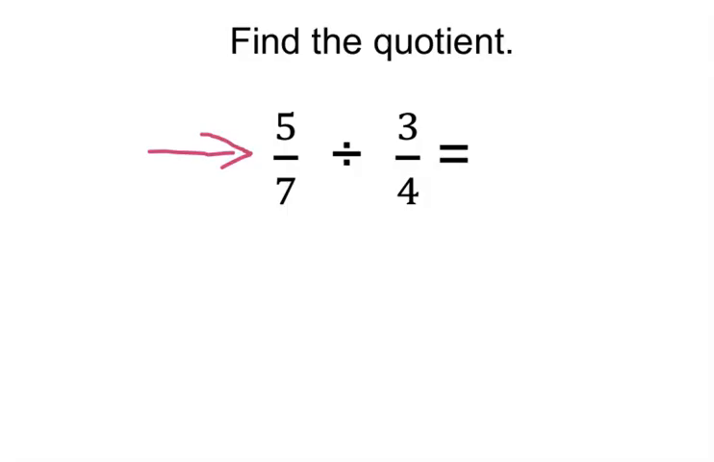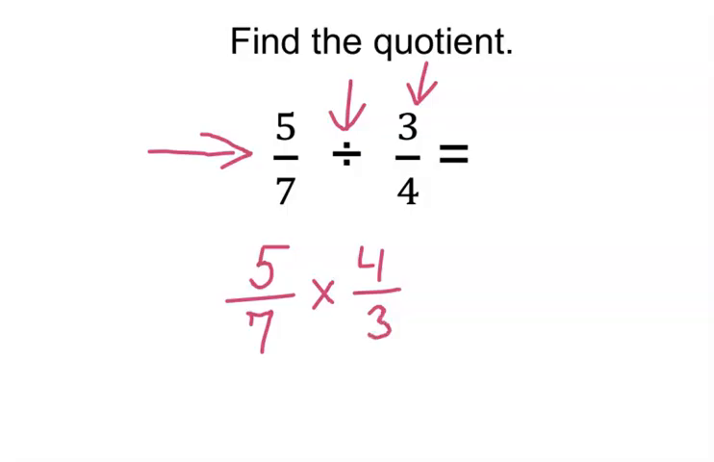solving it. So we have 5 over 7, which stays as 5 over 7. We're going to change the division sign to a multiplication sign, and we're going to do the multiplicative inverse, or the reciprocal of 3 over 4, which is 4 over 3. All right, at this point, we can see if we can cross-reduce. Well, we can't really cross-reduce 4 and 7. There's nothing that goes into those. Same thing with 5 and 3. There's nothing we can do with that one. So we're kind of stuck with what we have.